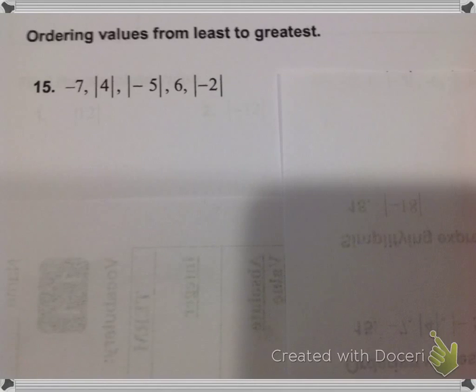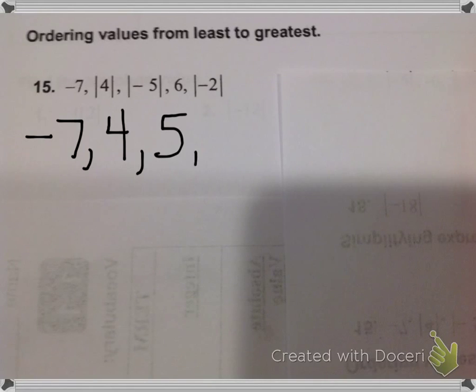Now, I am going to tell you the best way to do this so you don't make any silly mistakes. Okay, the first thing you should do is you should find the absolute value of the numbers that they're asking you to find the absolute value for. So number 15, it's asking you -7. We're just going to bring that down. The absolute value of 4, how far away is 4 from 0? It's 4. The absolute value of -5, how far away is -5 from 0?